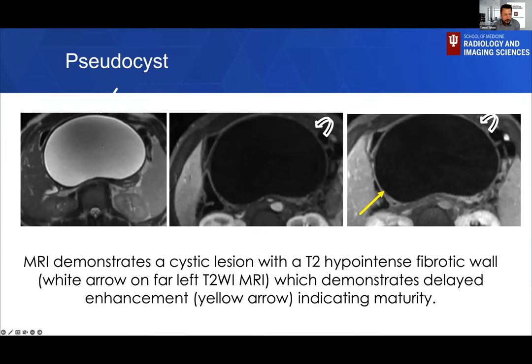And if you do an MRI, you see better internal architecture of the cyst as well as the capsule. And the capsule is progressively enhancing. This is an early arterial phase. This is a venous phase image. And the thick enhancing capsule is visualized, which indicates that this is a mature fluid collection with a fibrotic wall.